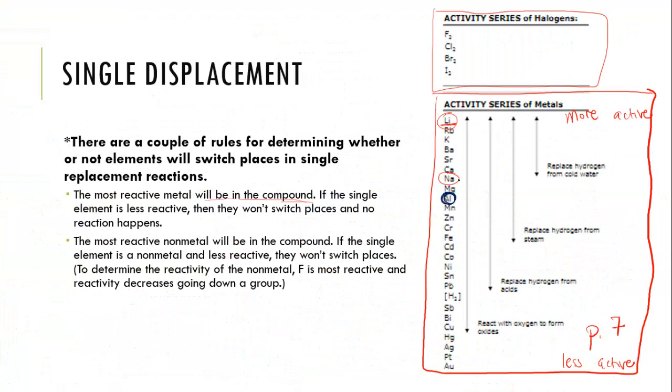Okay. If you look at these little arrows, what this arrow means is that from lithium down to copper, these things will react with oxygen to form an oxide. From lithium to lead, they will replace hydrogen from acid. Well, aluminum is in this little set right here that will replace hydrogen from acid, which means I can make this reaction happen. Remember, if it won't switch places, we put no reaction happens.